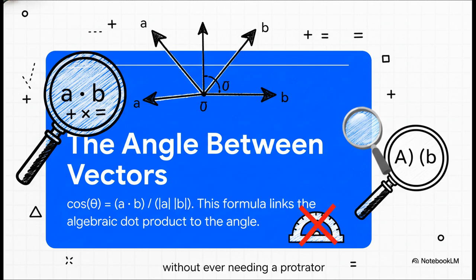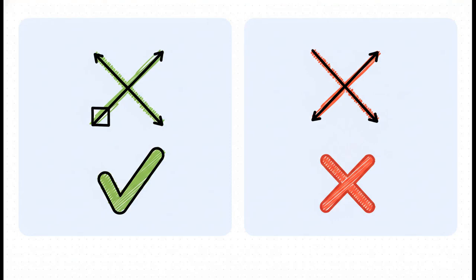It shows us that the number we get from the dot product is directly connected to the actual angle between the 2 vectors. This means we can find the exact angle between any 2 arrows in space just by doing some simple multiplication and division. No protractor needed. And this leads to a super elegant trick.